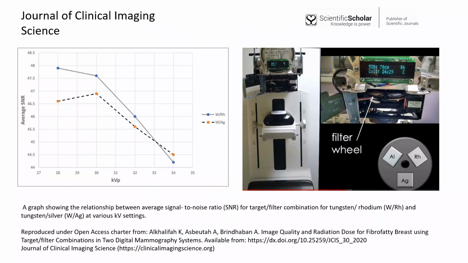And here we can see the comparison of the tungsten rhodium with tungsten silver for the signal-to-noise ratio that we get with this combination. Remember, the signal-to-noise ratio is how much mass that we are using to produce the digital image. Obviously, we don't want to have too much mass because we're overexposing the patient, but we don't want starvation of the mass where we end up with quantum mottle.